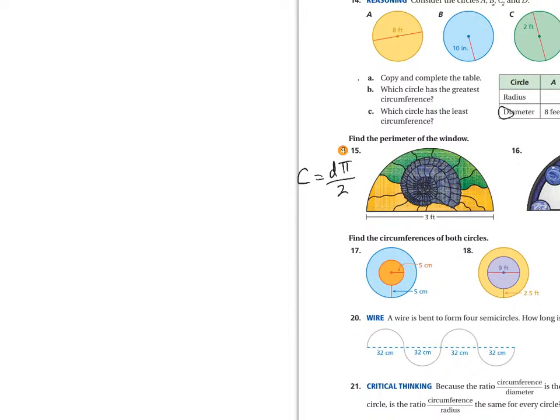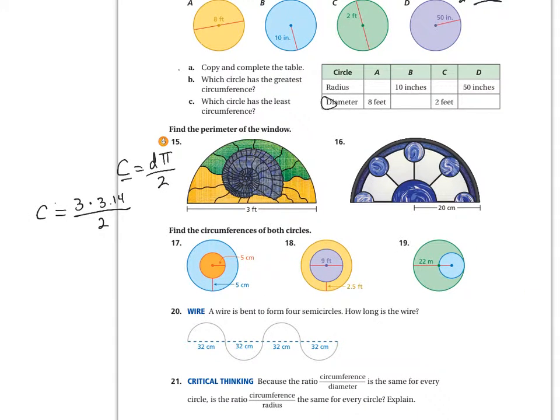All right, so I don't know the C, but I know the D is 3. So we'll keep the C here. The D is 3 times 3.14, divide it all by 2, and start working out the math. And then it should come out pretty easy. Okay. Next, we're going on to 17. We did 15. Now we're on to 17.